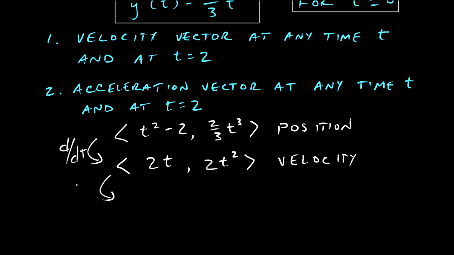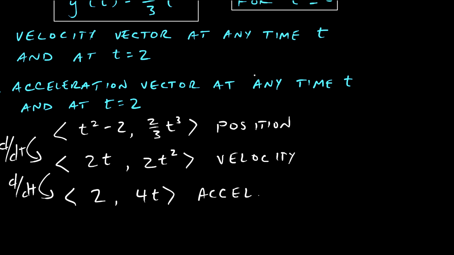And then we're going to take that derivative again with respect to t, and this will give us our acceleration. So we simply have 2, and then we have 4t. There's our acceleration. Now, if we're to find these at some time t equals 2, we simply substitute 2 in for t. So for our velocity at 2, we'll simply have 4, and then 2 squared is 4 times 2 is 8. There's our velocity vector at time of 2. And our acceleration vector, same idea. 2 is constant, so that will always be 2. And then we substitute 2 in here. 4 times 2, again, we'll have 8. So those are those answers.